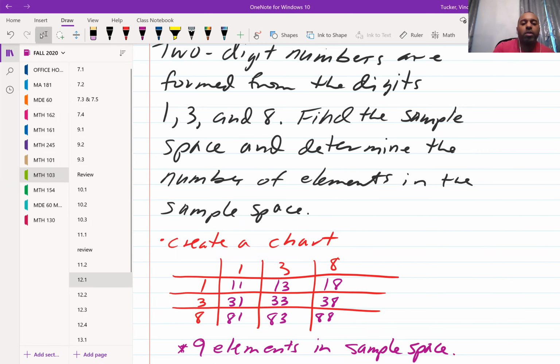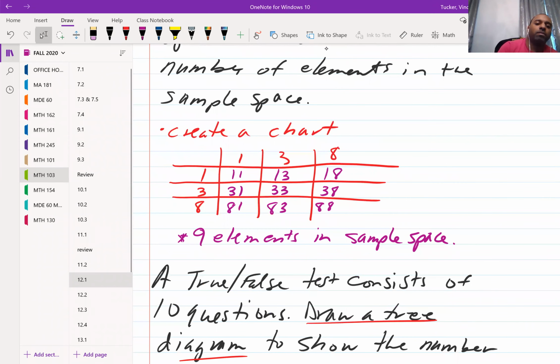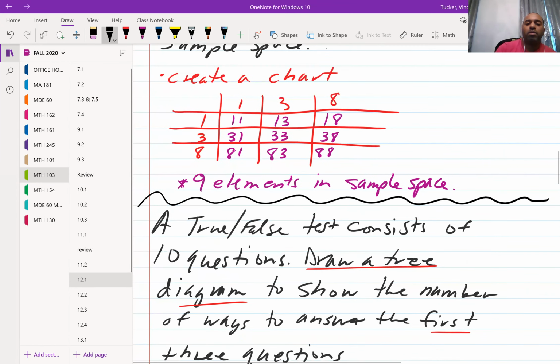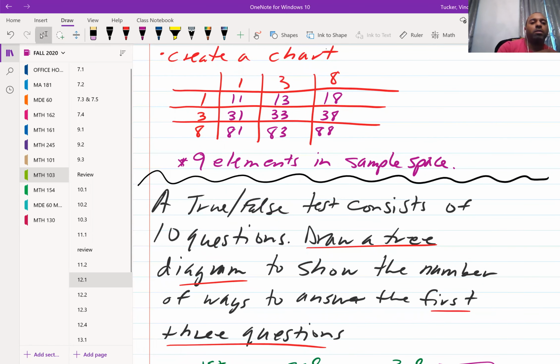All right, any questions? All right, so of course this one didn't have these. Just started off like this. A true-false test consists of 10 questions. Draw a tree diagram to show the number of ways to answer the first 3 questions.